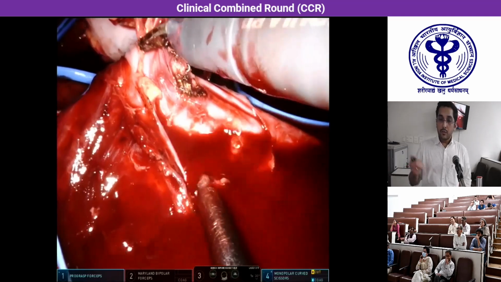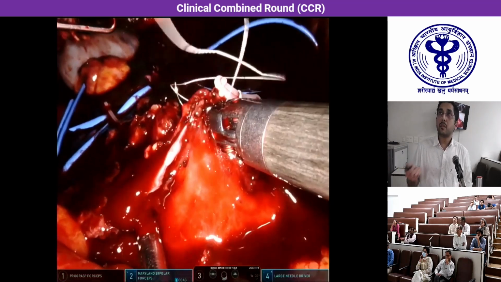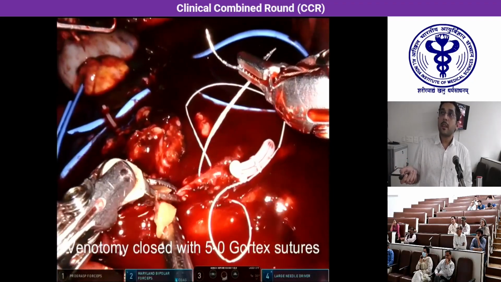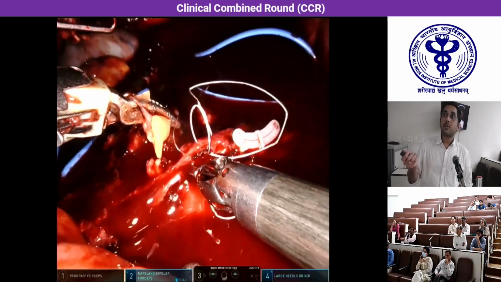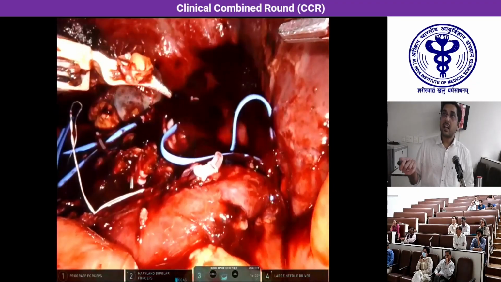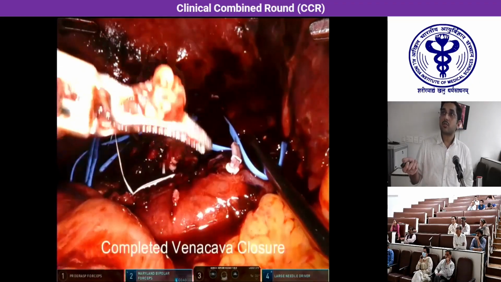So once we remove the thrombus completely from the IVC and the staple, we have excised the staple, we start with our reconstruction of the IVC with the 5-0 Gore-Tex sutures. These are better than Prolene because they don't have memory and they have better handling. They aid in a good watertight closure of the cava. So this is the suture line of the cava.